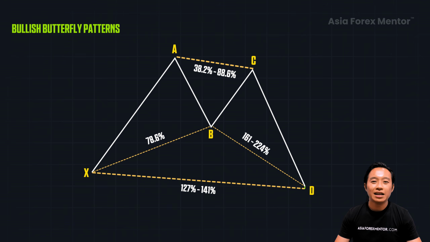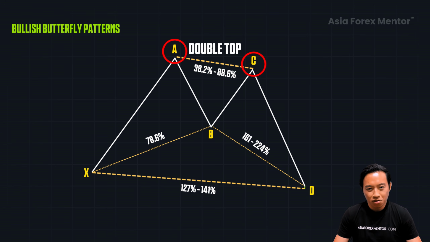This is a bullish butterfly, right? If you see this bullish butterfly, they will connect and draw the wings, kind of like a butterfly. Again, to me, it looks like a double top as well. No major difference, isn't it?